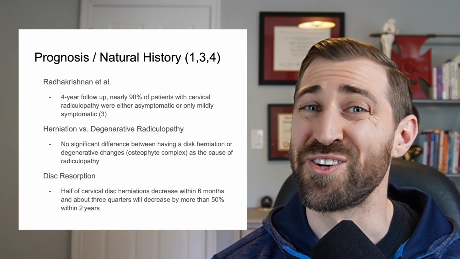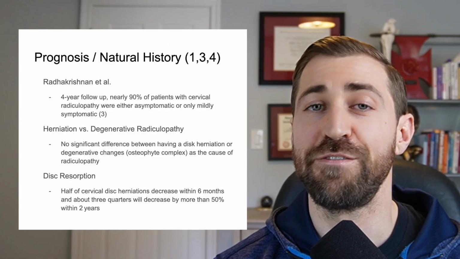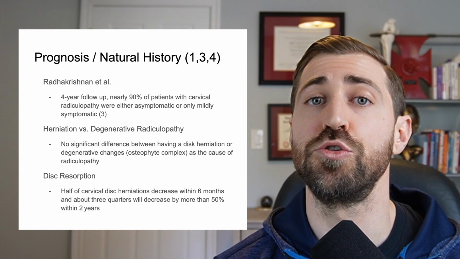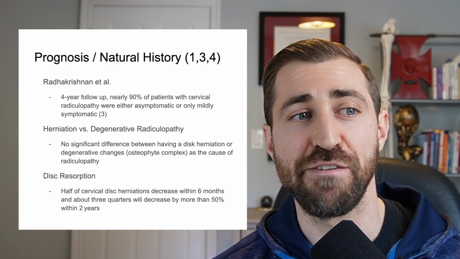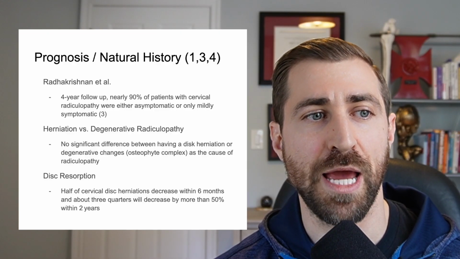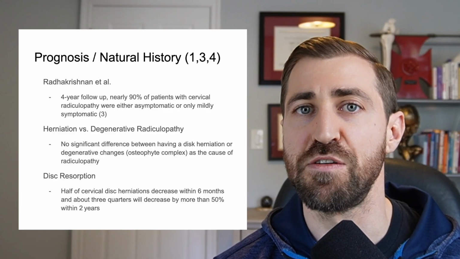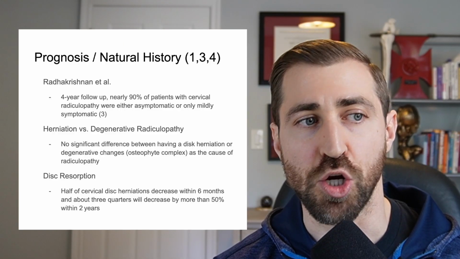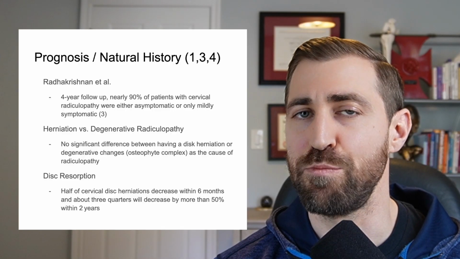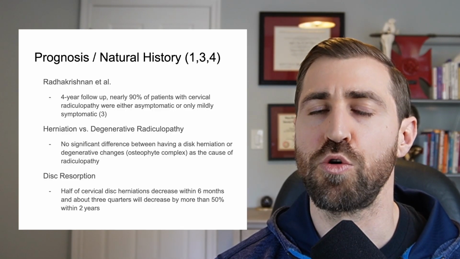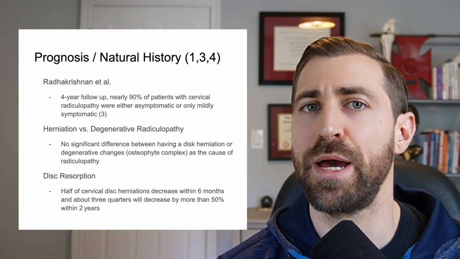The other thing that's important to understand, and we'll talk about this more in depth later, is you can have cervical radiculopathy from a disc herniation, but it can also occur due to degenerative changes within the spine, right? And this same study found that there was no significant difference between having a disc herniation or degenerative changes, so something like an osteophyte complex, as a cause of radiculopathy and long term outcomes associated to getting better. So, if you have a disc herniation or you have degenerative changes, over the course of time, these both tend to get better at a similar rate.